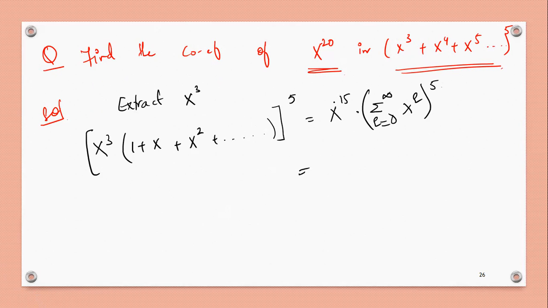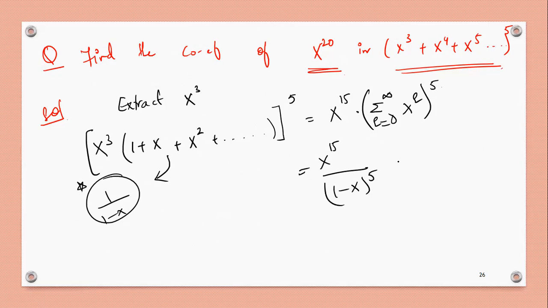Now this x power 15 is as it is. What is this? It is basically the formula for 1 by 1 minus x. Okay, don't mention this in this way, but it is the formula for 1 by 1 minus x. So x power 15 divided by 1 minus x whole power 5. So this can be written as x power 15 into 1 minus x whole power minus 5.